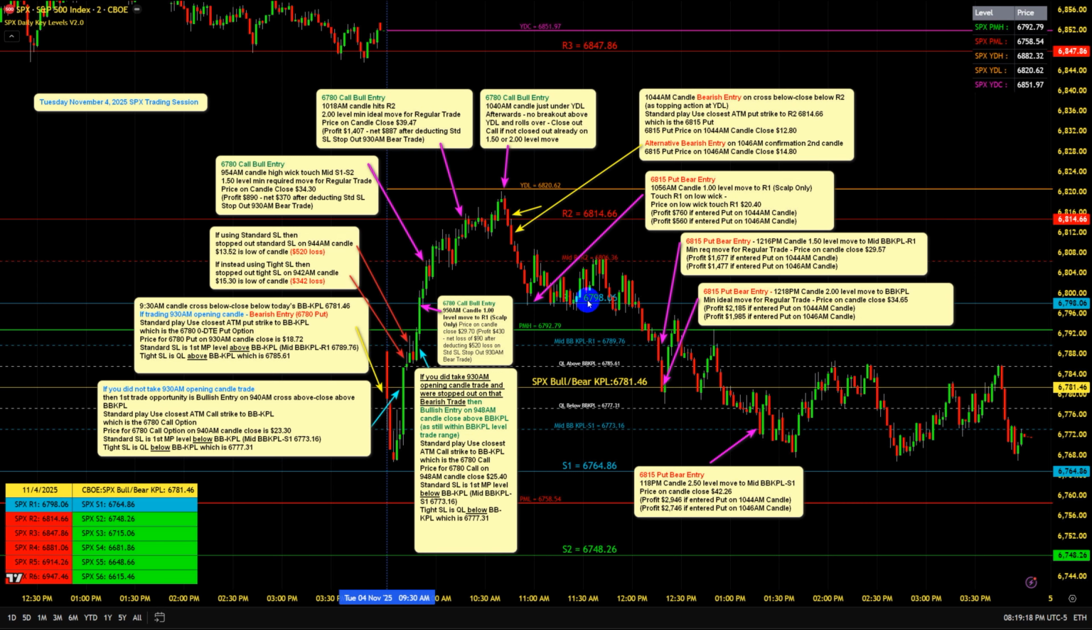If we were scalping from R1, then R2 would be our scalp target on a bullish trade from R1. If we were doing a bearish trade from the BBKPL, then S1 would be our scalp on a bearish trade. It's simply a one level move from the level that you're trading in the direction you're trading. So at 9:50 a.m. on this 67.80 call bull entry, the price on the candle close was $29.70.